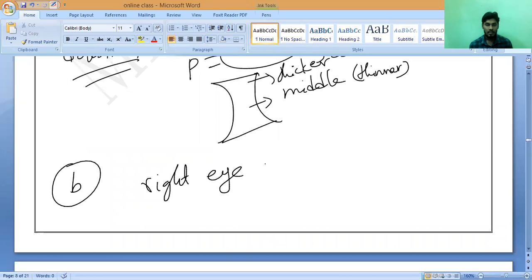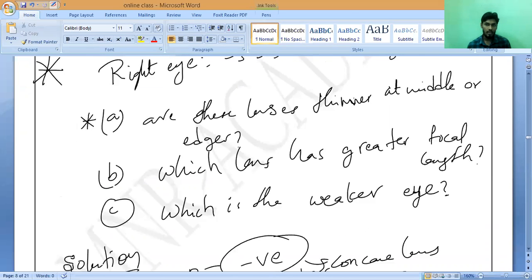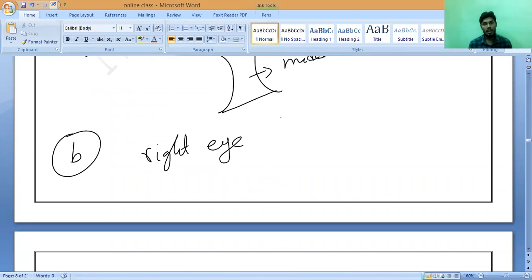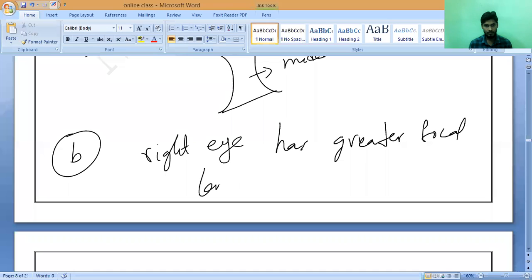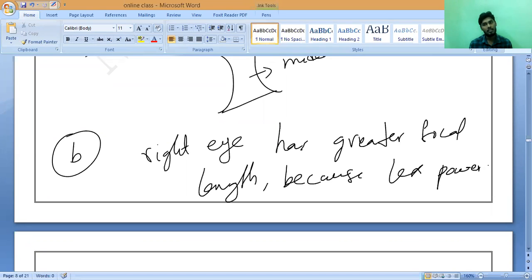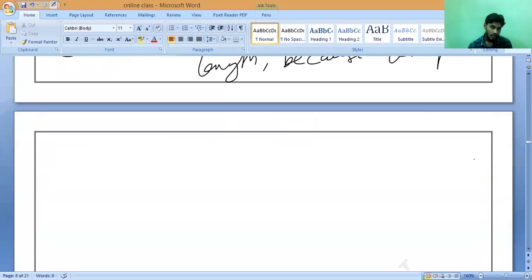Right eye is having more focal length. Correct or not? Greater focal length. Right eye has greater focal length. Because, why? Because less power. Is it yes or no? That is. Next, C part.